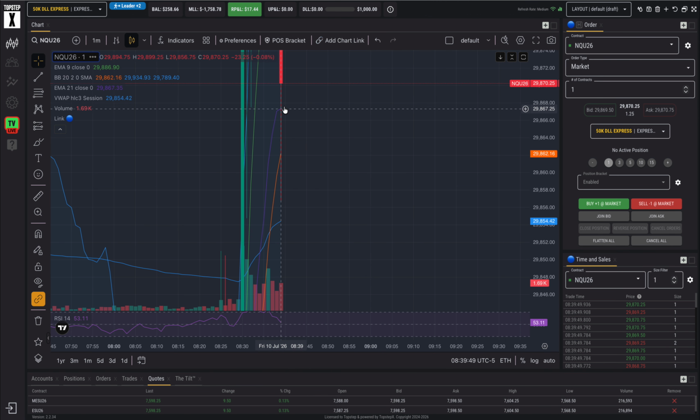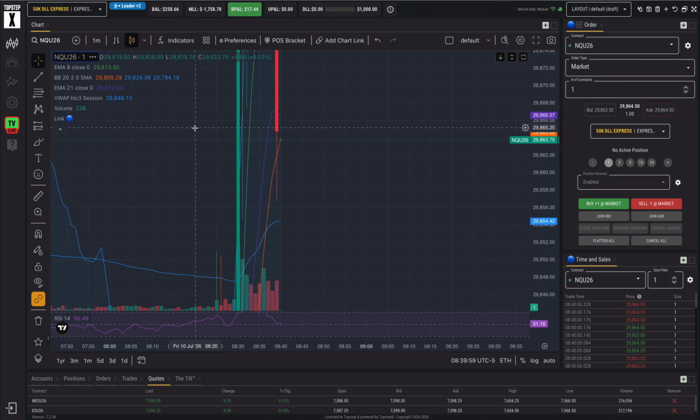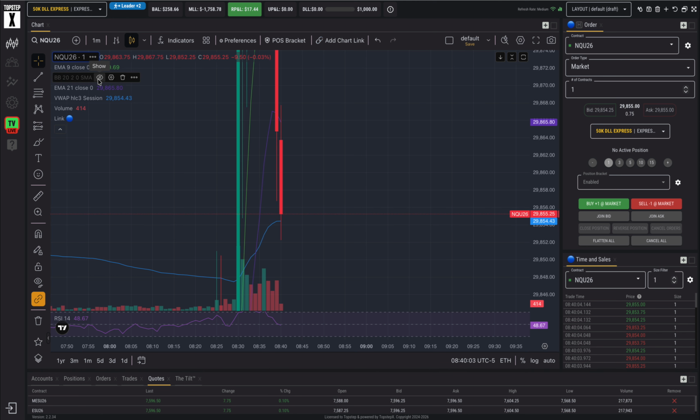Let's see, this is very critical right here. Here's the 21 EMA. Let's see what it does here. Does it close below it or does it close above it? That's important to note. Next video I'll probably be talking about the Bollinger Bands, what they represent and why I have them on my chart. Okay, so it closed below it.